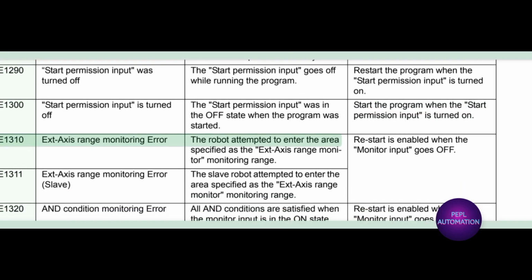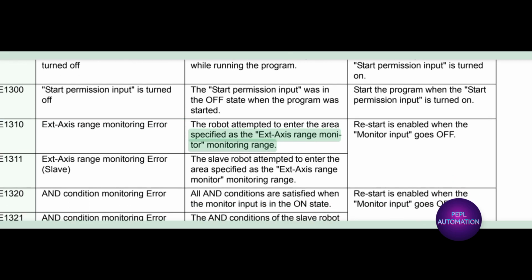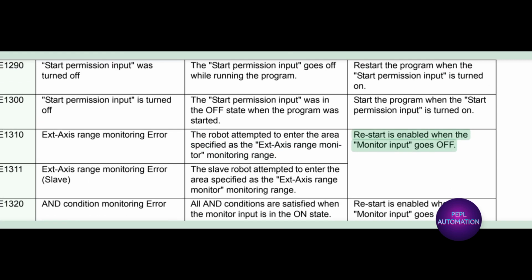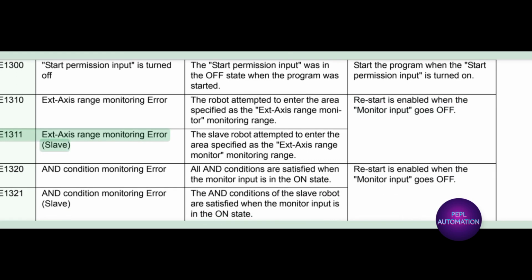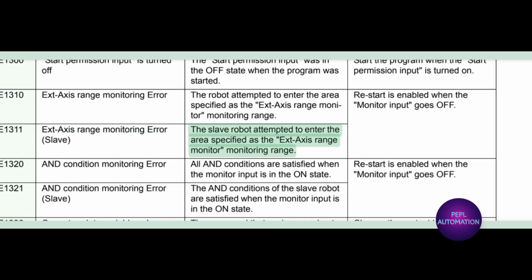E1310 Ext-Axis range monitoring error: the robot attempted to enter the area specified as the Ext-Axis range monitoring range. Restart is enabled when the monitor input goes off. E1311 Ext-Axis range monitoring error: slave. The slave robot attempted to enter the area specified as the Ext-Axis range monitoring range.